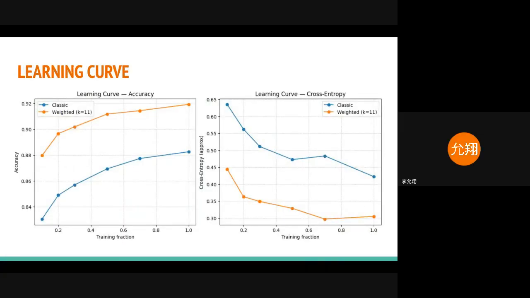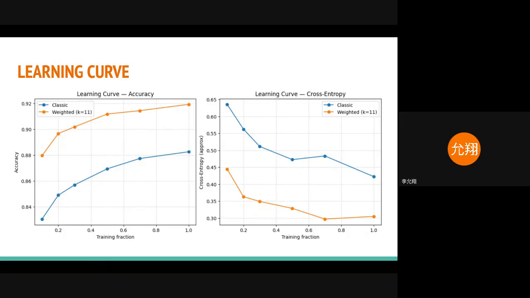These two plots show the learning curves for both accuracy and cross-entropy loss. As we have seen, the weighted curves are better. But I want to say something that I found kind of weird. You can see the cross-entropy learning curve from 0.5 to 0.7 actually increases for the classic one. I think the possible reason for this increase is decision boundary readjustment. When the training fraction increases from 0.5 to 0.7, the model encounters maybe more diverse samples.